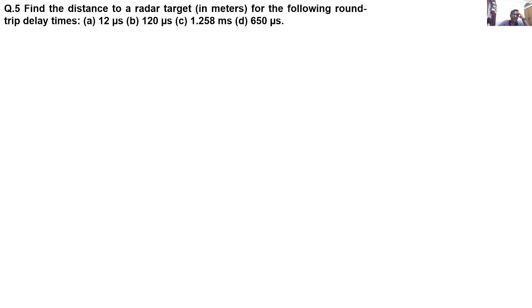The fifth question is that find the distance to a radar target in meters for the following round trip delay times. A, it's 12 microseconds. B, it is 120 microseconds. C, it is 1.258 milliseconds. And D, 650 microseconds. Okay. So we are just using that echo concept again and again. So distance we want to know. So that would be indirectly the range is equal to T echo times C by 2.